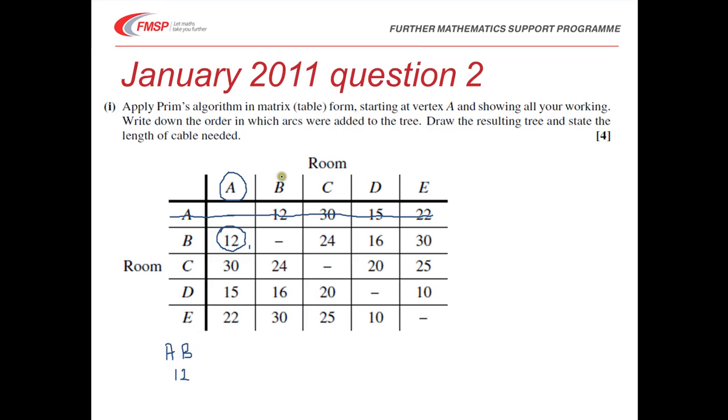We're now at B, so I'm going to circle B and cross out B. And the important thing to remember now is that you can look down both the column A and column B, and you're picking out the shortest one, the smallest number. So that will be this one. So that's the second one. So that's AD, and it will have length 15. So in terms of my tree, I've now got AB, which has length 12. I've got AD, which has length 15.